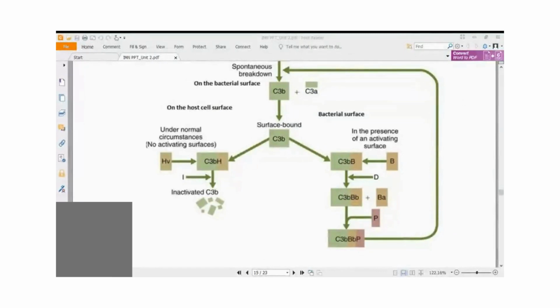Those we will deal with in the next class. I hope you understood the alternate pathway of complement and other innate mechanisms that I explained to you about the antimicrobial peptides and so on.